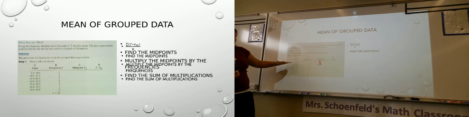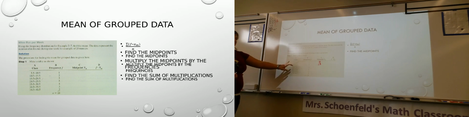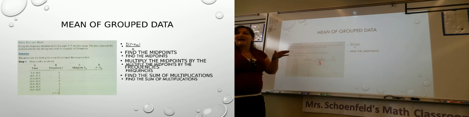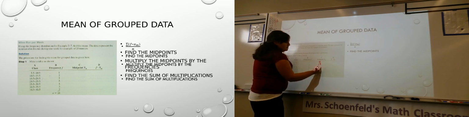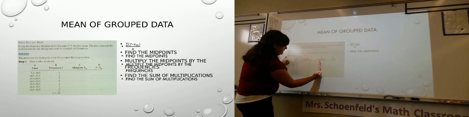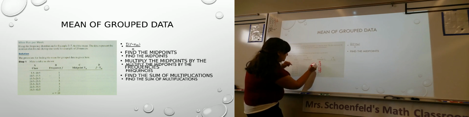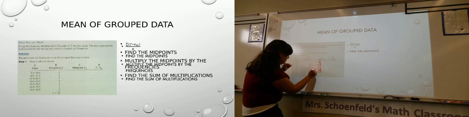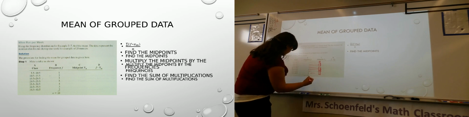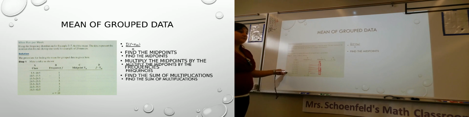And because of the way it's grouped, each class has a width of 5, so try to pay attention to that. As soon as I find a couple of those midpoints, I'm basically adding that value. So 8, 13, 18, 23, 28, 33, and 38.